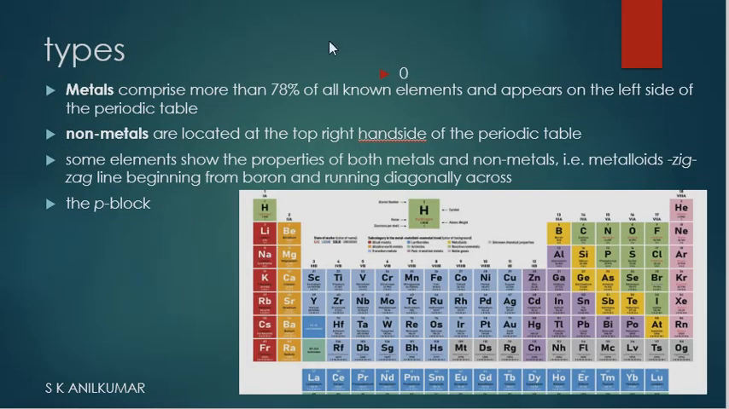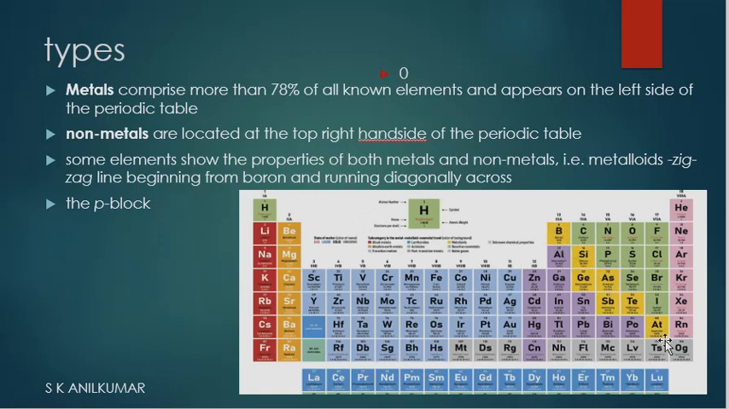What are the types? There are metals. Metals are 78% of the known elements. They appear on the left side of the periodic table. Most of them are chromium, manganese, iron, copper, nickel, like this. Non-metals are located in the top right-hand side: carbon, nitrogen, phosphorus and so on.